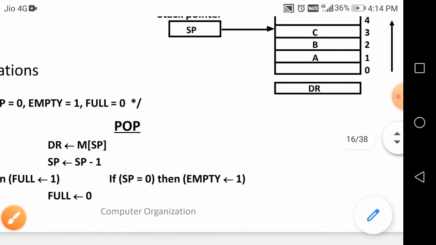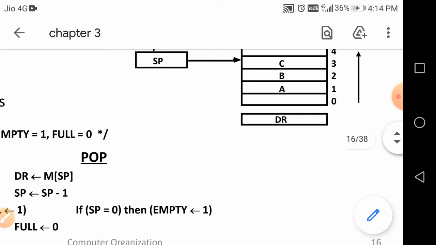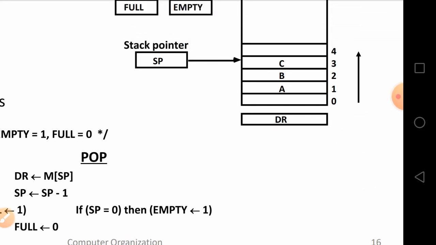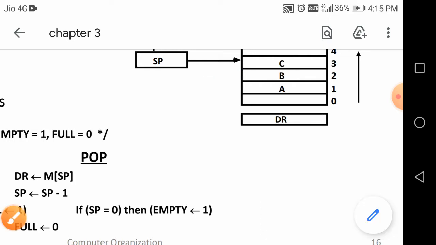And let us see how the pop operation is performed. Whenever you are performing a pop operation, that is, when you are retrieving the data from the stack, the value at the stack pointer will be kept into the DR register. After that, the stack pointer is decremented by one. For example, if you are retrieving the C data, let us assume that it is 09. The 09 will be copied into the DR. Now the stack pointer is decremented by one. Like that, the pop operation will be done.